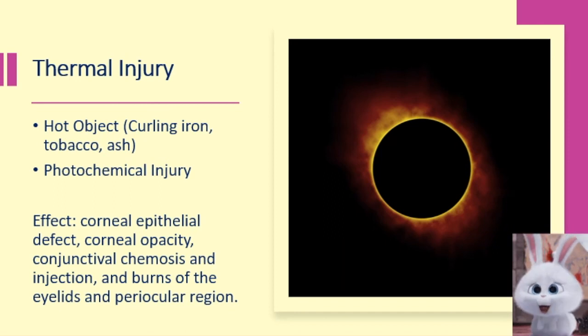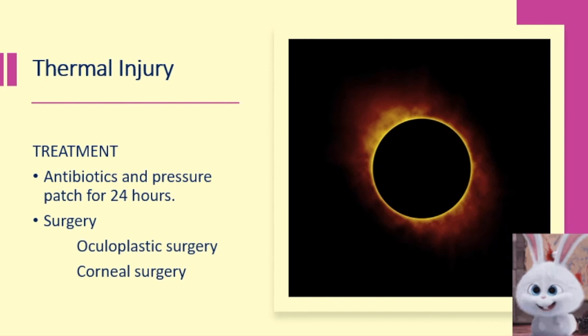The corneal epithelial defect would occur. There will be corneal opacity. There will be conjunctival chemosis. There could be conjunctival injection and burns of the eyelids and periocular region. Okay, burns. So class, what do we do in your thermal injury? Your patient, class, would have antibiotics and pressure patch for 24 hours. Okay, class, antibiotics here is not for 24 hours, so it should be at least for 5 days. Then surgery, you have your oculoplastic and then your corneal surgery.